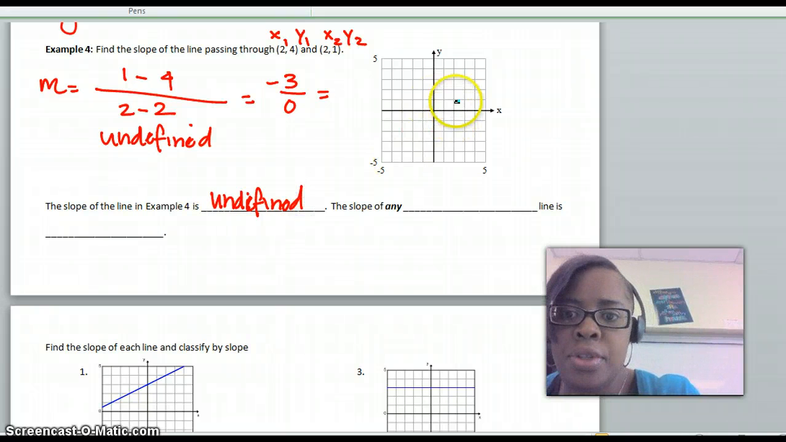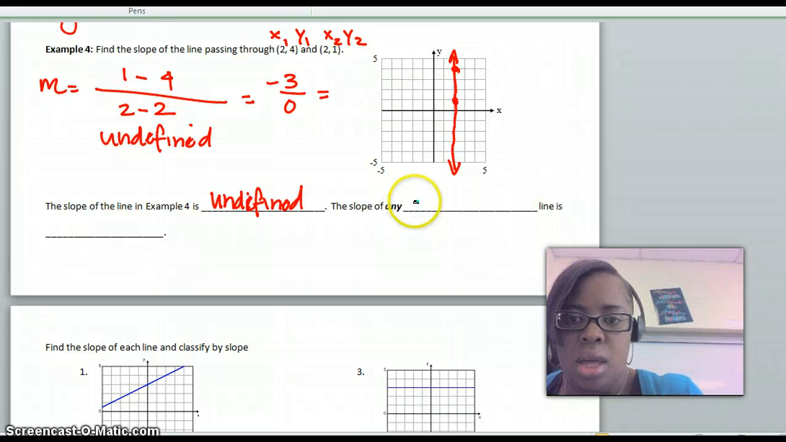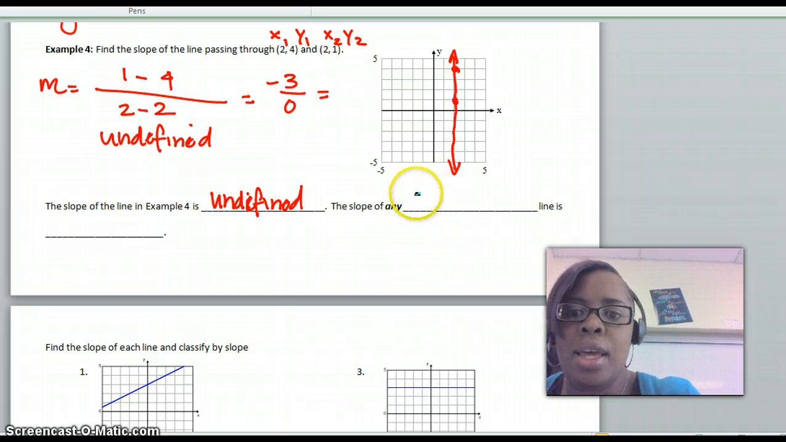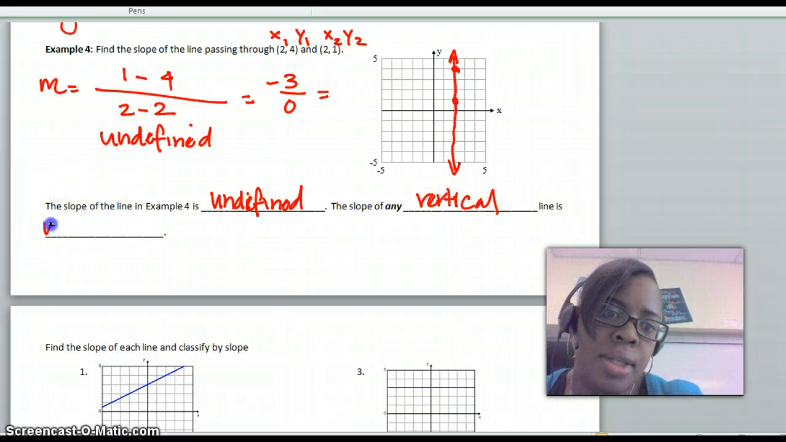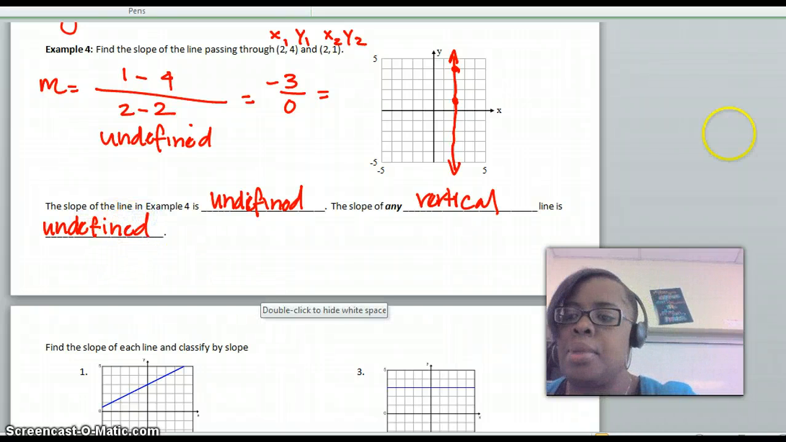And if you plot those 2 points, and then you connect your dots using a ruler, you'll see that that's a vertical line. And so to complete our sentence, the slope of any vertical line is undefined. It's so steep you can't even define it. That's how steep that line is.